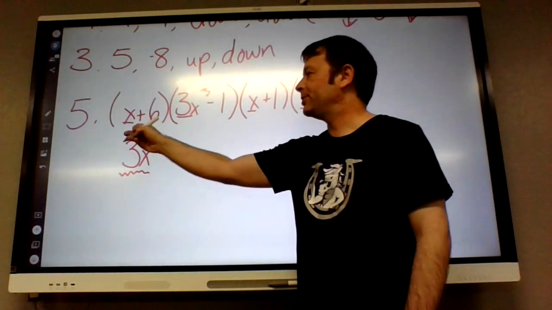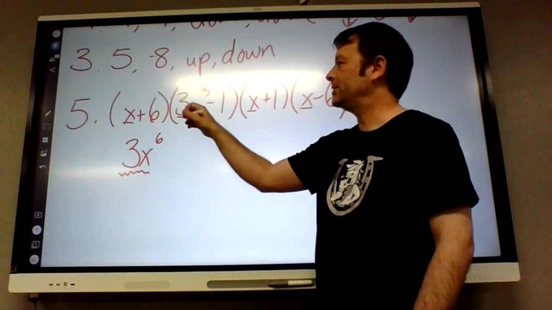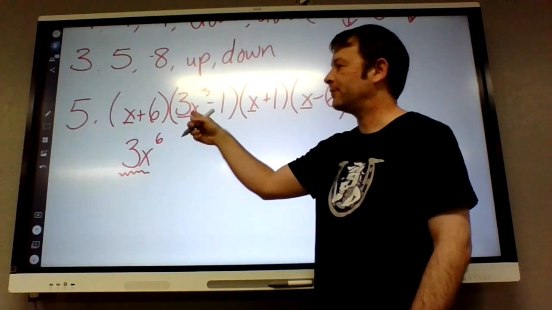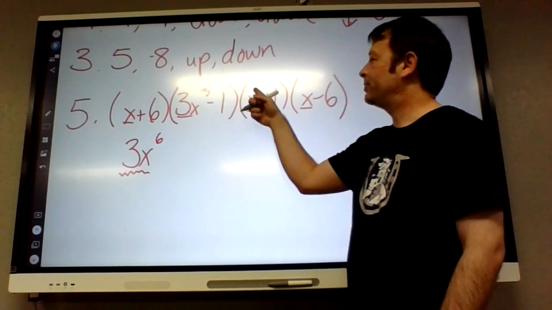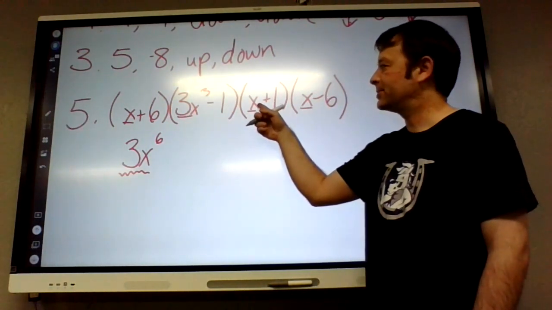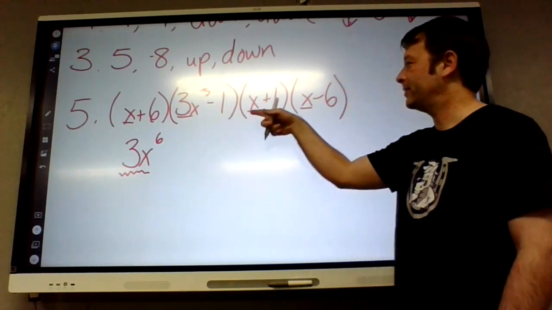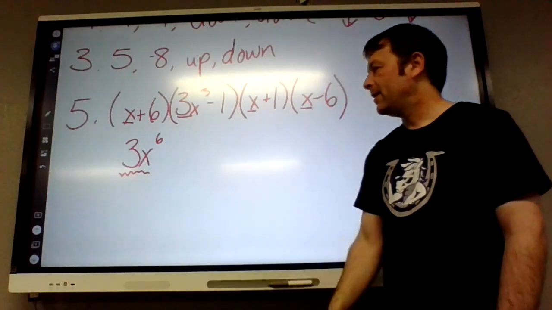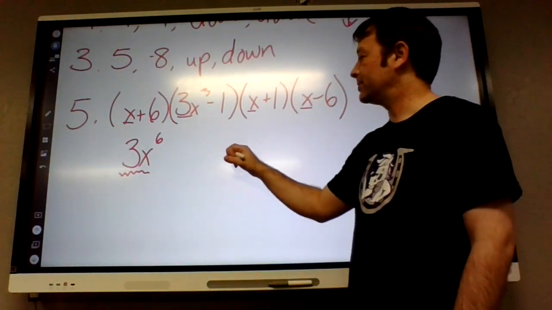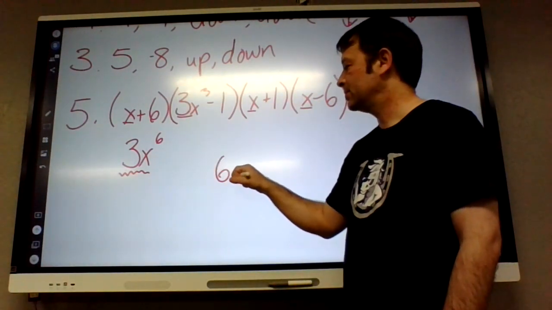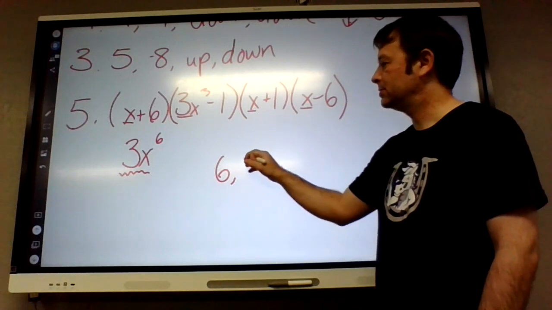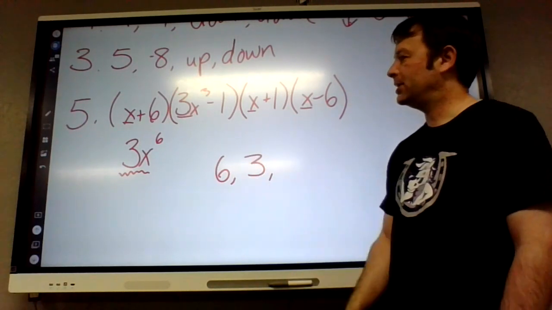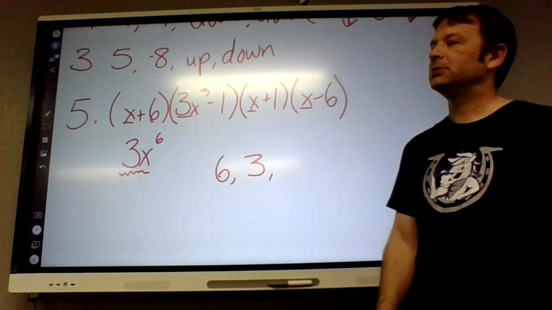Because if we FOILed the first two, the leading term would be 3x to the 4th, right? And if we multiplied that by this, the leading term would be 3x to the 5th. And if we multiplied it by this, it'd be 3x to the 6th. Okay, anyway, what's the degree of the polynomial? 6. What's the leading coefficient? 3. What's the end behavior going to be?